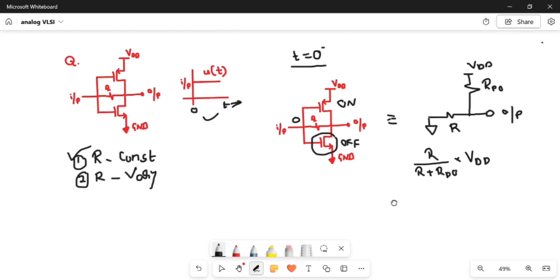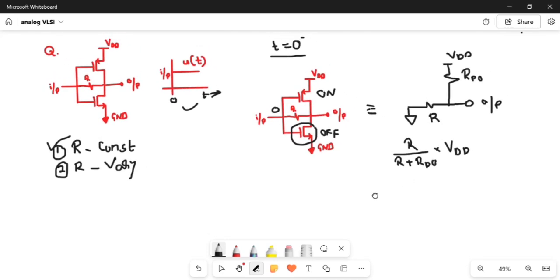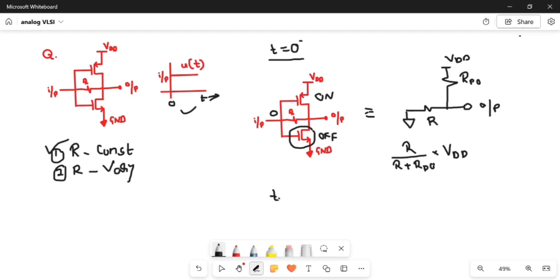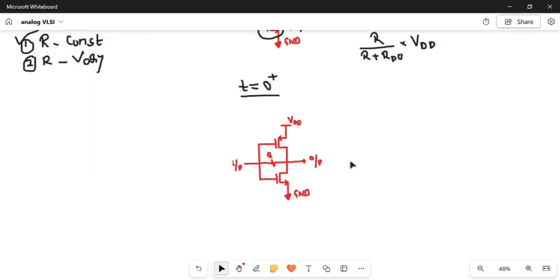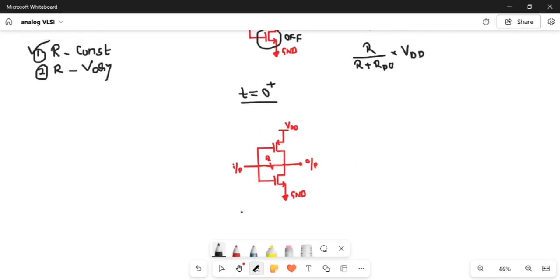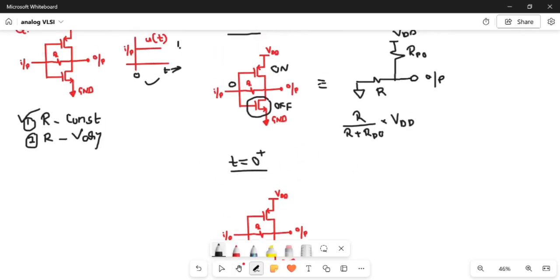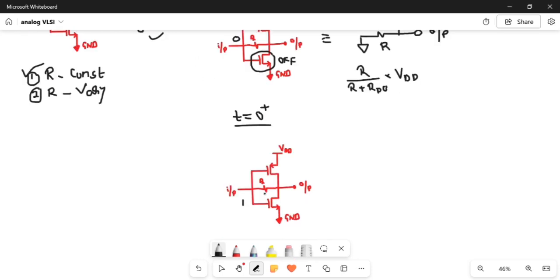Now let's see at t equal to 0 plus. At t equal to 0 plus, let's take the circuit again. Now let's say this input is 1. If it is 1, then the PMOS will be off and the NMOS will be on.